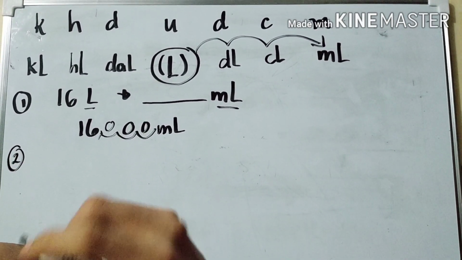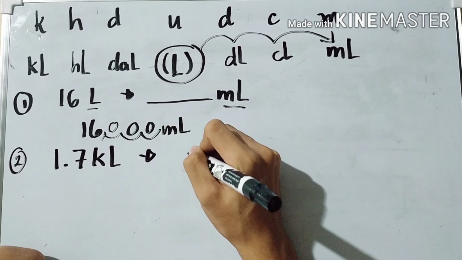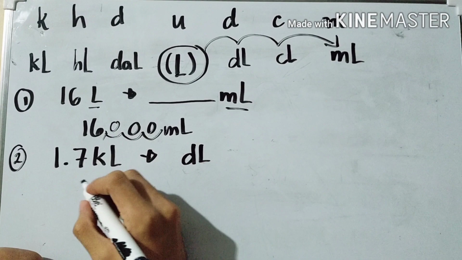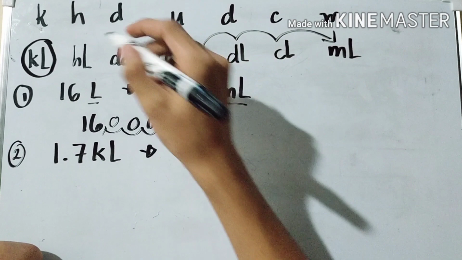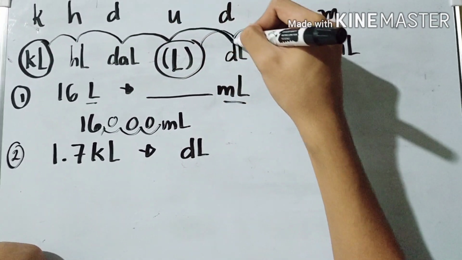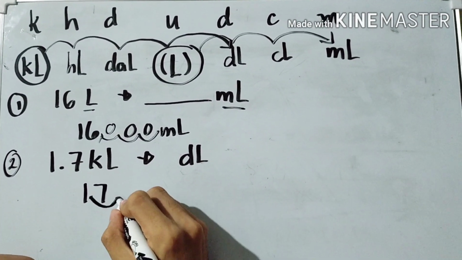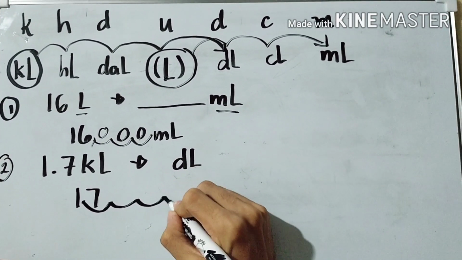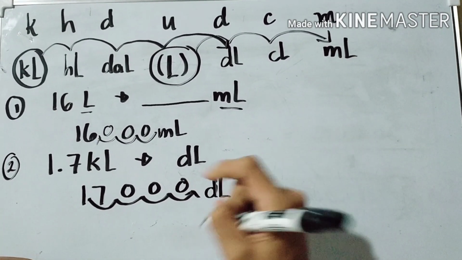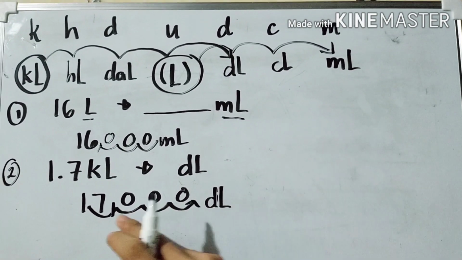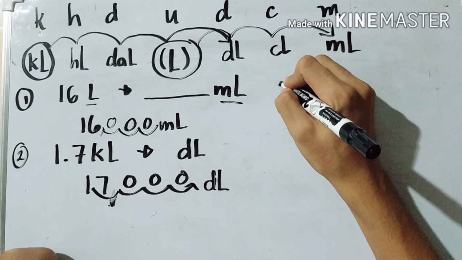Next, number 2. Halimbawa naman ay 1.7 kiloliter to deciliter. Okay? So, kiloliter to deciliter. So, from kiloliter, move tayo to deciliter. 1, 2, 3, 4. So, 4. So, 1.7 from the decimal point, move 4 units to the right. 1, 2, 3, 4. Then, fill in zeros. Write the unit of measurement, 17,000 deciliter. Another example, number 3.